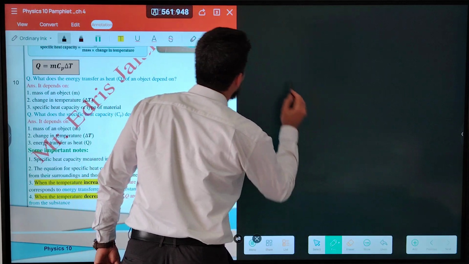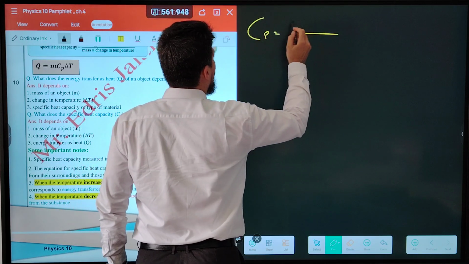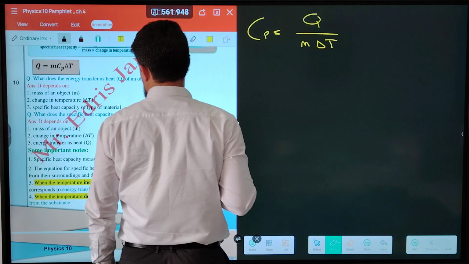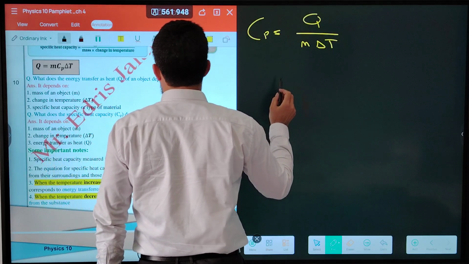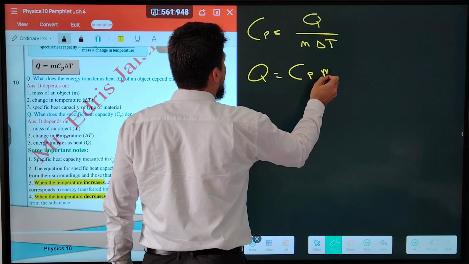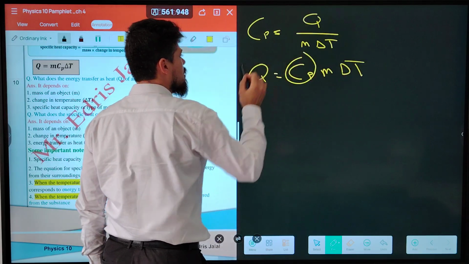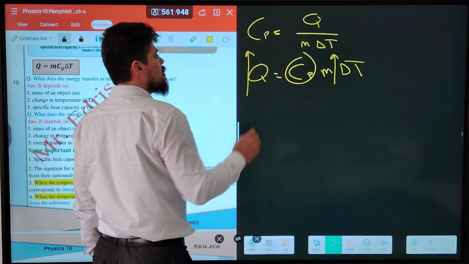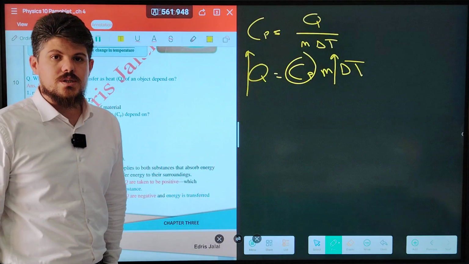Cp is equal to what? Cp is equal to Q over m delta T. Okay, and Q is equal to what? Q is equal to Cp m delta T. Cp is constant for each substance, but by increasing mass, the energy transfer as heat also increases.